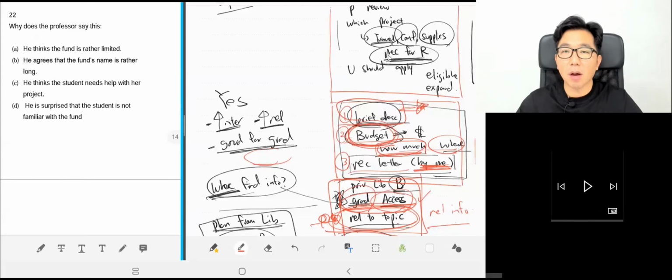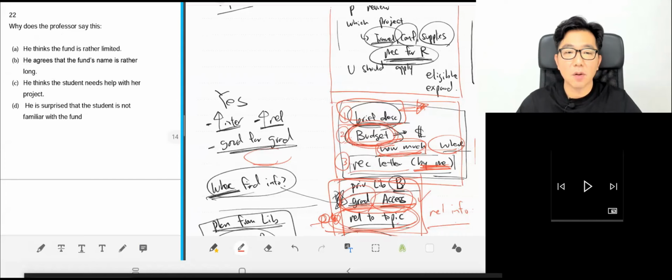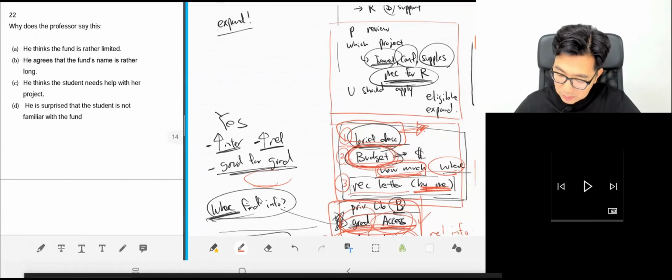Okay, last question of this conversation listening passage. Question 22. Why does the professor say this? So we need to listen to the audio file. Let's go. Why does the professor say this? It is a mouthful, I suppose. Yeah, it goes way back in the beginning.